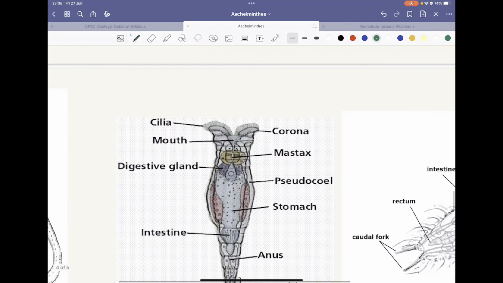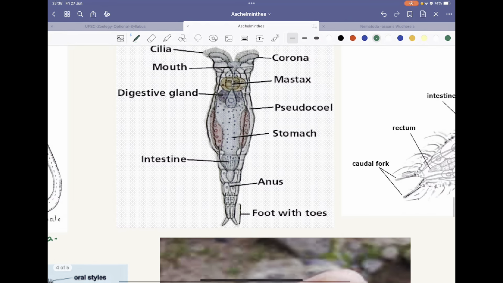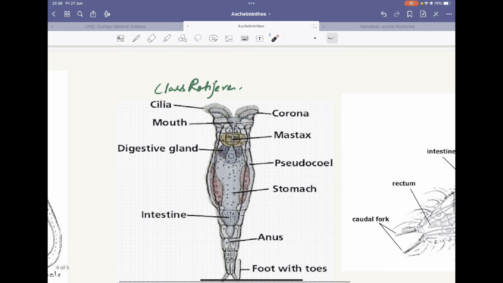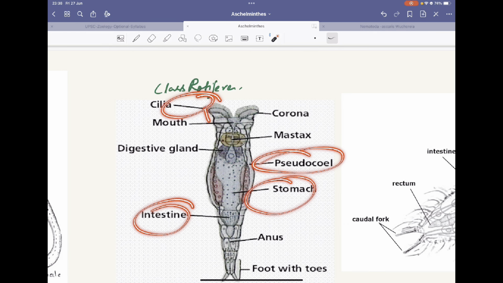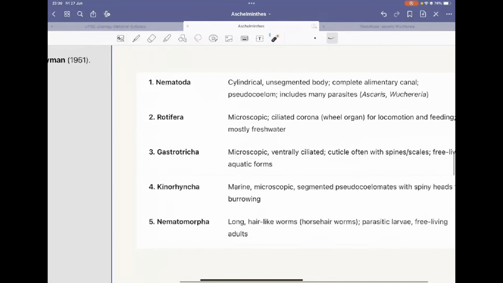Then is the example of class Rotifera. This is a rotifer. If you look closely, this is the rotifer. They have a foot with toes, there is the anus, stomach, the mastax, and then there is the digestive gland, pseudocoel is present, intestine, stomach, cilia, and at the anterior end they have the cilia, which is also called the corona. There is a portion called corona.